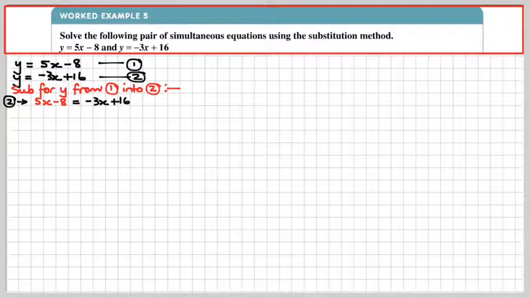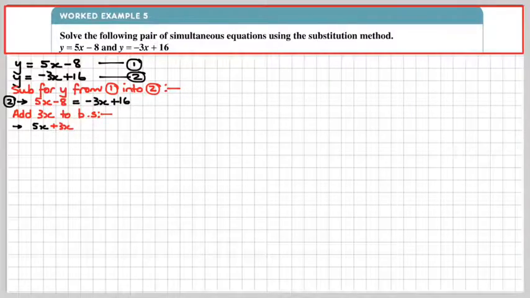Now, what's the first thing that you would do? I can't remember what the first thing I did was, but you have to get all the x's on one side and the numbers on the other side by using the game of opposites. Yes? Alright, so it looks like I added 3x to both sides to get all my x's on the left-hand side, right? I'll show you.